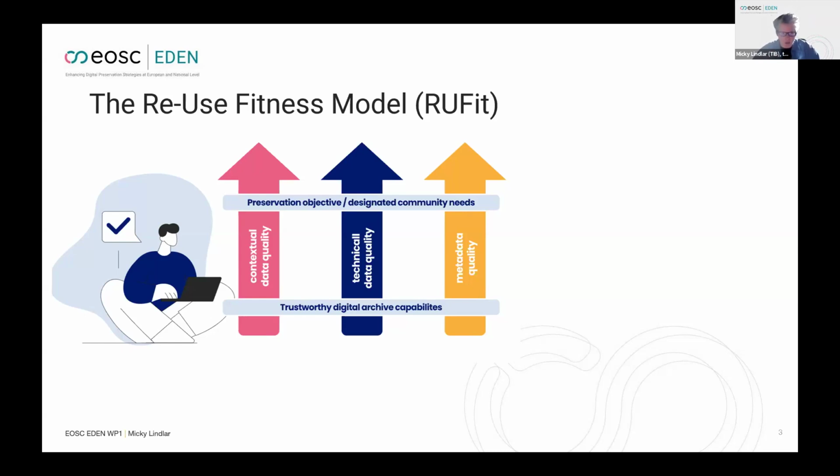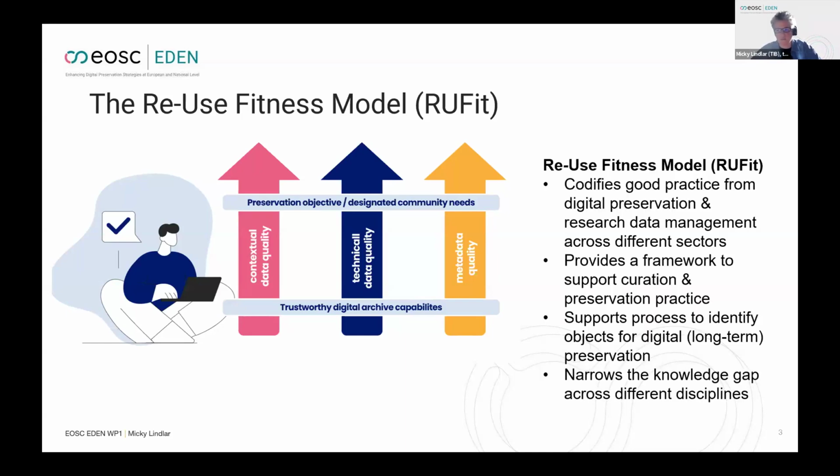The most obvious one is that of the preservation objective and the designated community needs. Whatever I decide for my data quality needs to be in line with the envisioned reuse scenario, the preservation objective for my respective future users, the designated community. But in addition to that, any quality decision that I make also needs to align with what my digital archive can do. The reuse fitness model codifies good practice from digital preservation and research data management across different sectors.